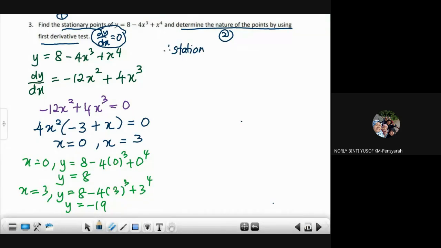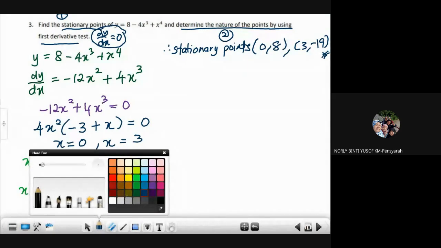Menjawab soalan yang pertama, stationary point. Nanti dalam assignment pun macam tu. Jawab first part. Stationary point adalah (0, 8), (3, -19). Ataupun nak buat "and" pun kat sini in between pun boleh, ataupun koma pun okey. You tunjuklah 2 point. That is first part you jawab.